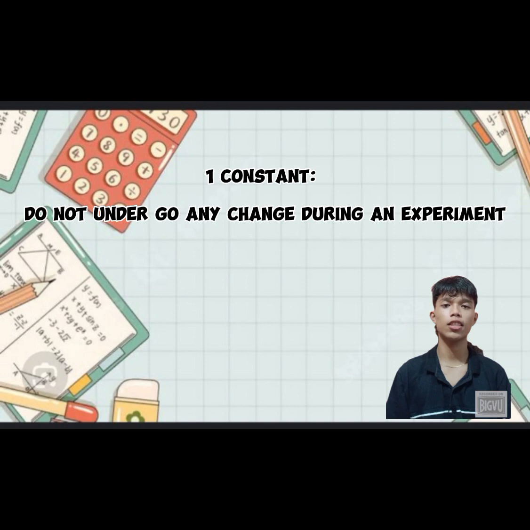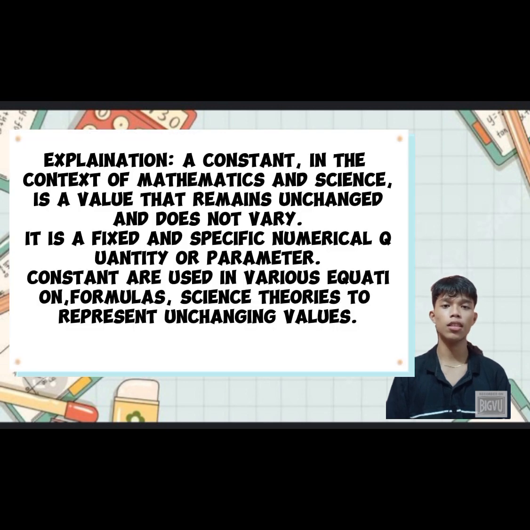First, constant. Constants do not undergo any change during an experiment. A constant in the context of mathematics and science is a value that remains unchanged and does not vary. It is a fixed and specific numerical quantity or parameter. Constants are used in various equations, formulas, and scientific theories to represent unchanging values.